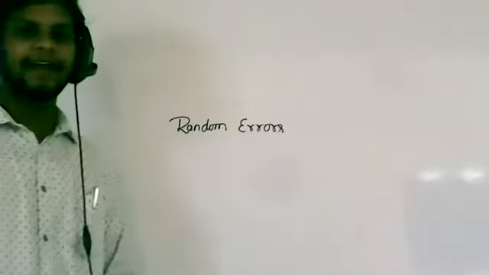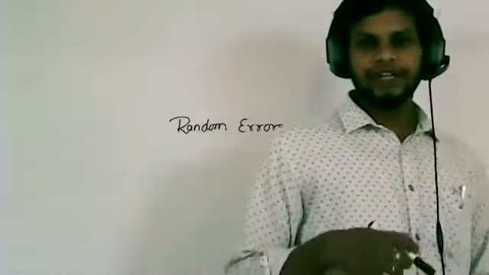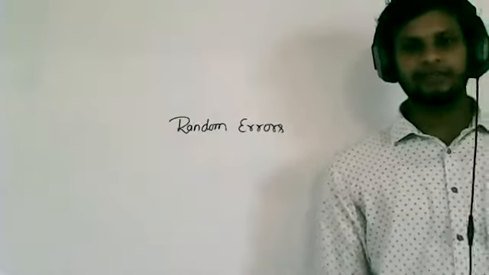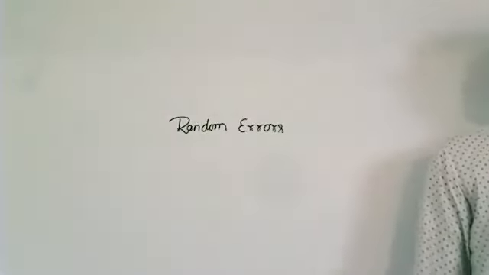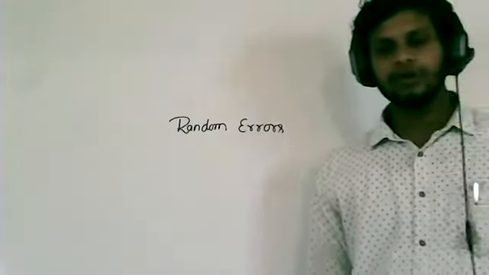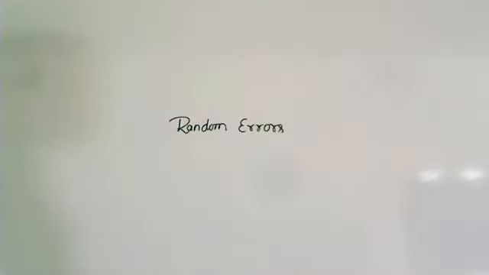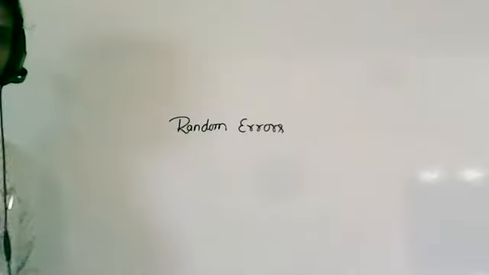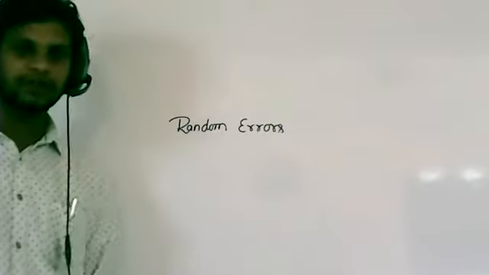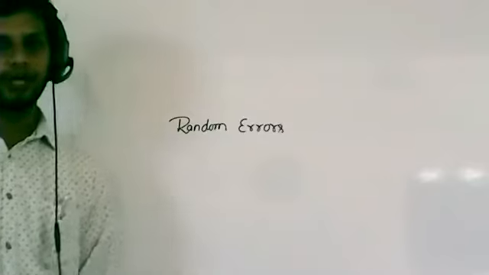Now, how to minimize the random errors? Take the readings a number of times. Clear? If you repeat the experiment a number of times and if you take the average, then that value will be close to the true value. I hope you understood. For example, take an experiment and repeat that experiment multiple times, and then you will get the value which is close to the true value.